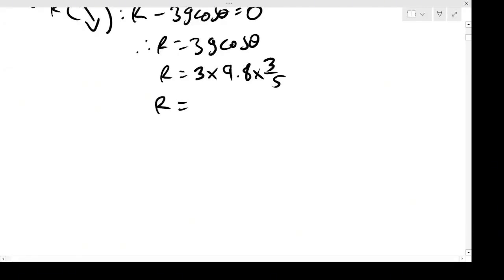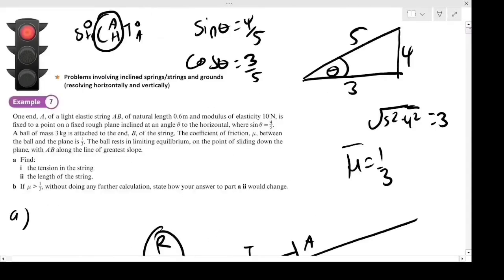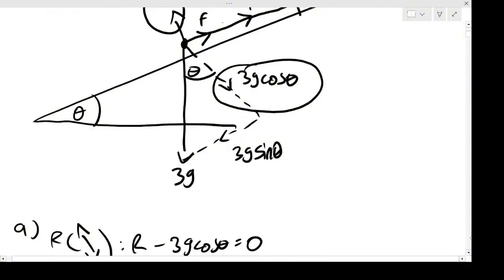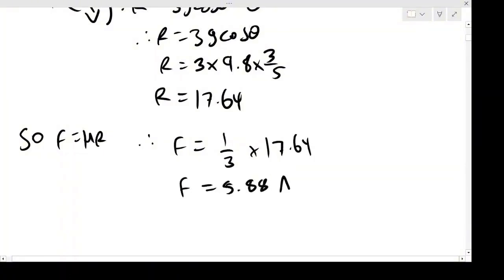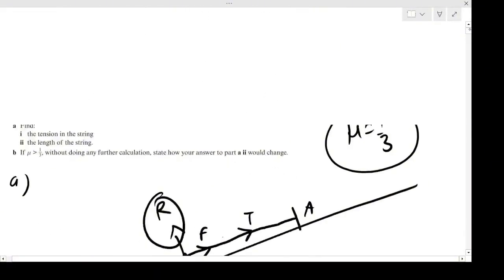Okay, and so now we can deduce the reaction is going to be 17.64. Now immediately, because I also know the coefficient of friction, I can work out the friction because I know that F equals mu R, right? Therefore F is going to be 1/3 times R, and that will get me 5.88. And there we are. So that's my reaction and friction.